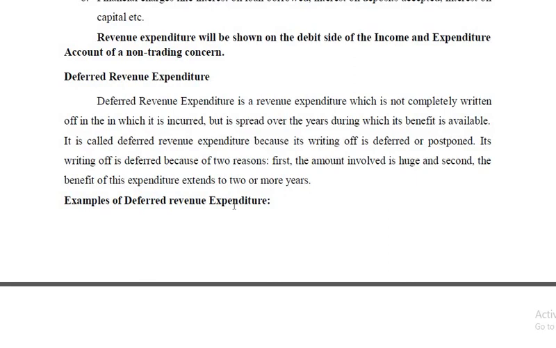So sometimes you may incur the deferred revenue expenditure, the benefit of which might be received over 5 years. It is called deferred revenue expenditure because its writing off is deferred or postponed. Its writing off is deferred because of two reasons. One, the amount involved is huge, and it's not fair to debit the entire amount to the income and expenditure account of 1 year. Similarly, the benefit of the expenditure extends to 2 or more years. So because of these two reasons, writing off of the deferred revenue expenditure is either postponed or deferred. That's why it is called deferred revenue expenditure.